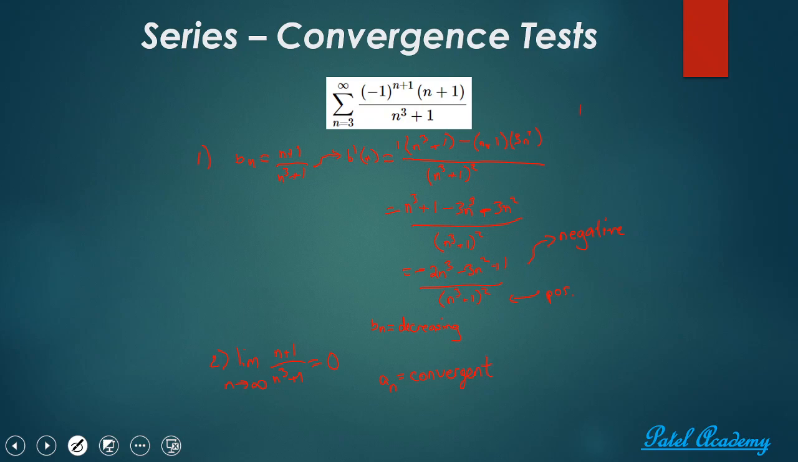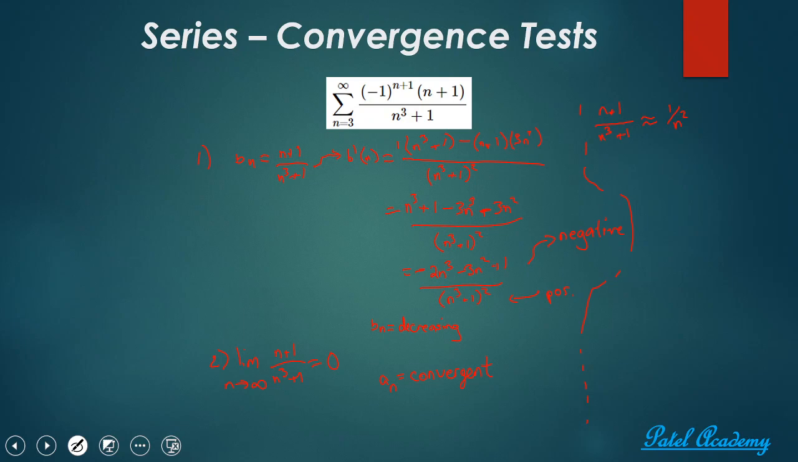Now what about absolute convergence? Well, I'll just do it on the side over here. If I have (n+1)/(n^3+1), what does this approximately model? It's approximately 1 over n^2, right? So I'm going to use the limit comparison test.